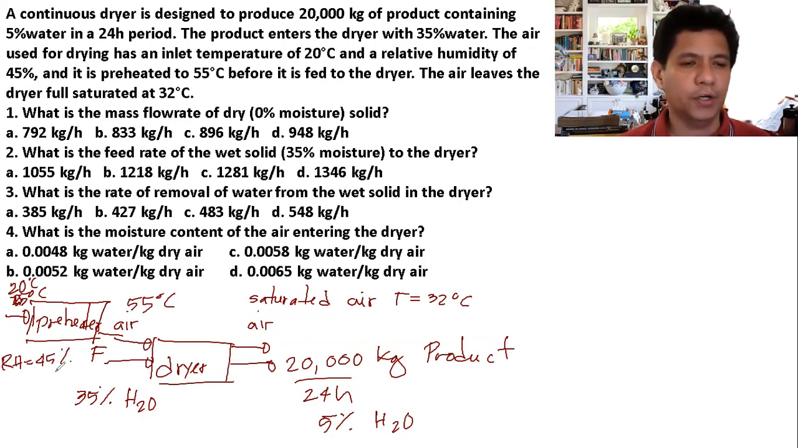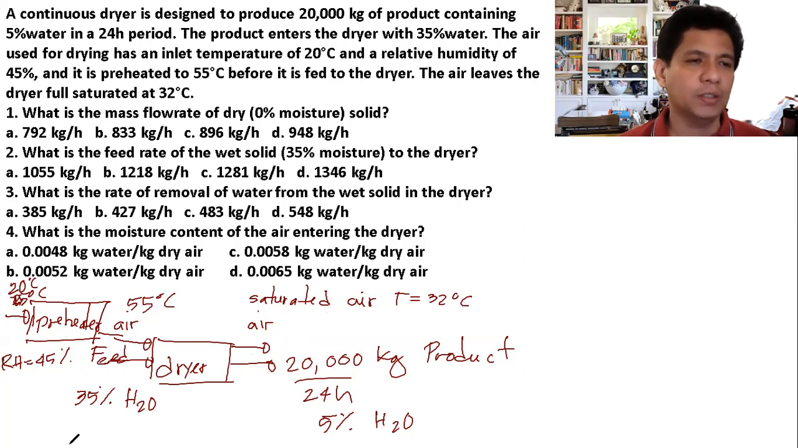Okay, so I hope at this point you can picture the process. You have preheated air, and you mix this with the feed. The feed is 35% water. So both the air and the feed go into the dryer. The air removes the water from the feed. So the product contains only 5% water, and the air becomes saturated with water. I hope at this point you can imagine the problem.